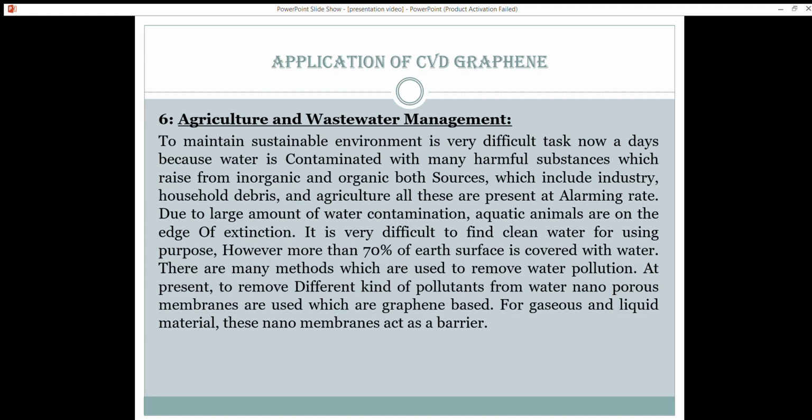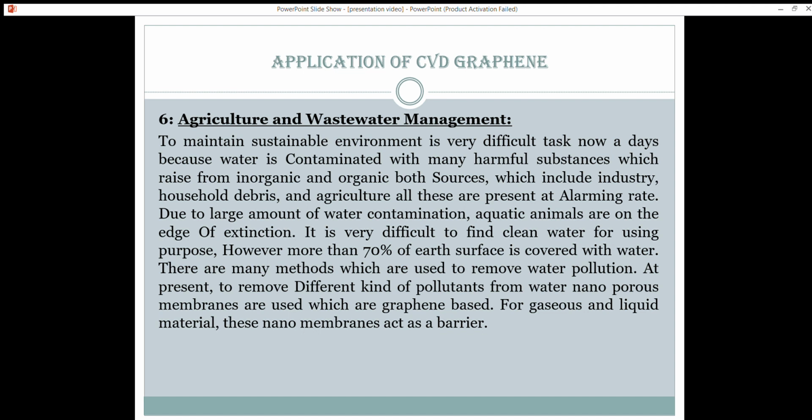As we all know, nowadays our water and agriculture systems are very polluted due to various kinds of waste which we produce, and to maintain a sustainable environment is a very difficult task nowadays, because water is contaminated with many harmful substances which arise from organic or inorganic sources, both sources, released from industry, household debris and agriculture. All these are present at an alarming rate.